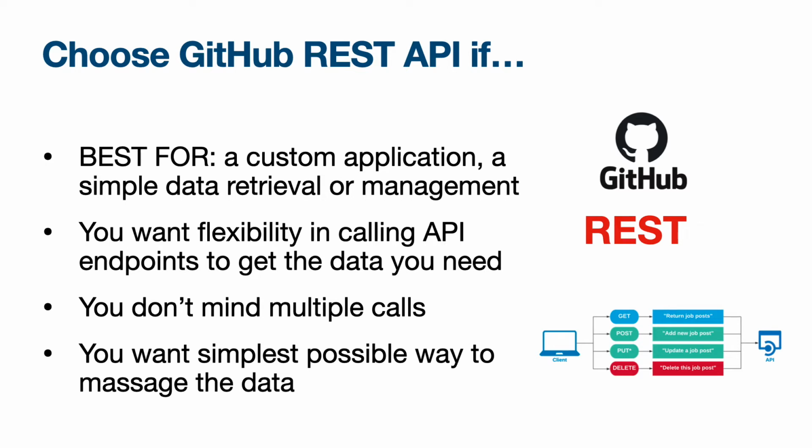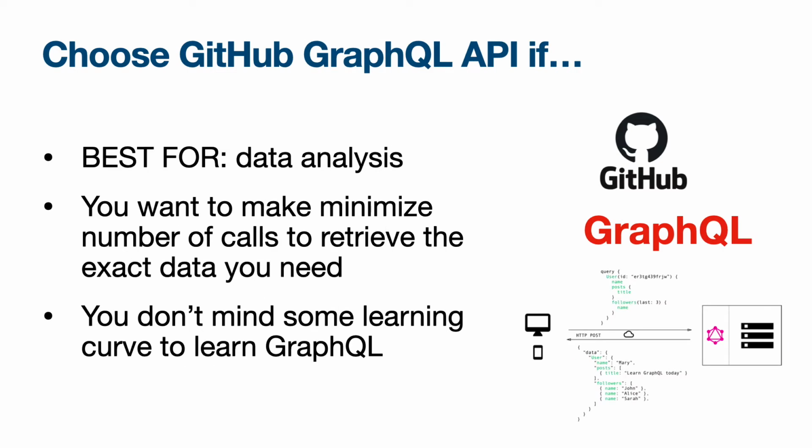There's no one right answer. However, you should choose GitHub REST API in most cases. REST is best for a custom application and simple data retrieval or management, and is flexible enough to call the exact API endpoint to get the data you want. But if you really need to get some exact data format, maybe because you're trying to analyze data or don't want to call many times, GraphQL might be a better option.